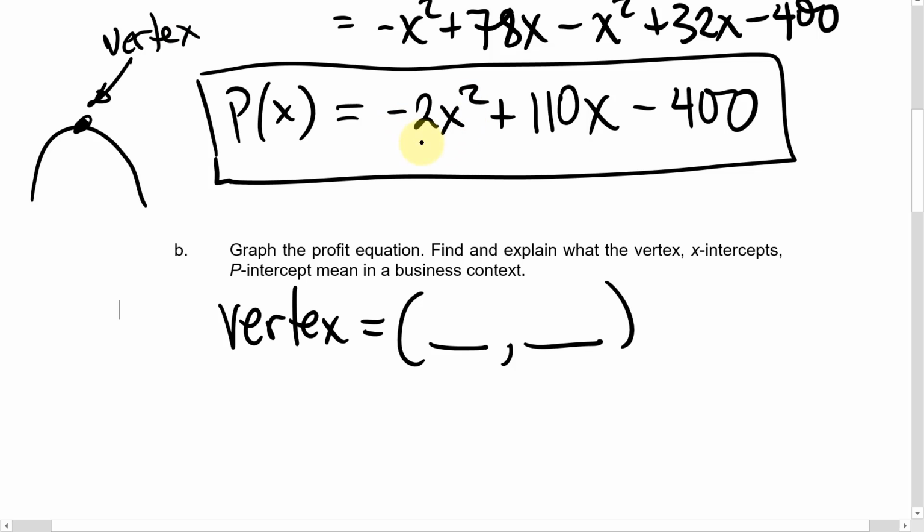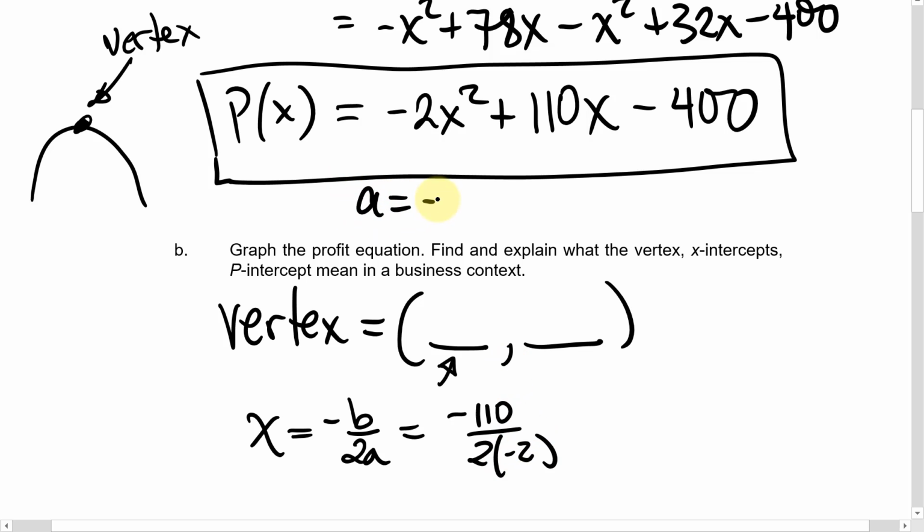So a negative coefficient on the quadratic term means that the parabola will open down, and the vertex will therefore be a maximum. If it started with a positive, it would have been smiling, and the vertex would be a minimum. So how do you find this first coordinate? Well, the formula is negative b over 2a. And so negative b, that'd be negative 110 over 2 times negative 2. And that's because I have a equal negative 2, b equal 110, c equal negative 400 in this particular function that I'm trying to graph.